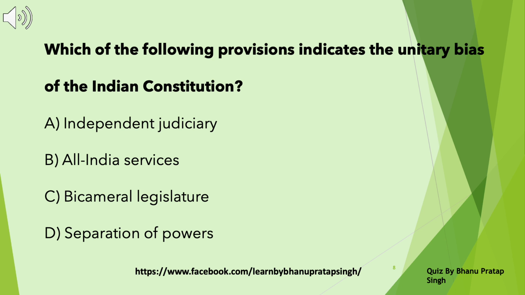Which of the following provisions indicates the unitary bias of the Indian Constitution? A. Independent judiciary. B. All India services. C. Bicameral legislature. D. Separation of powers. Choose the correct answer. Answer B. All India services.